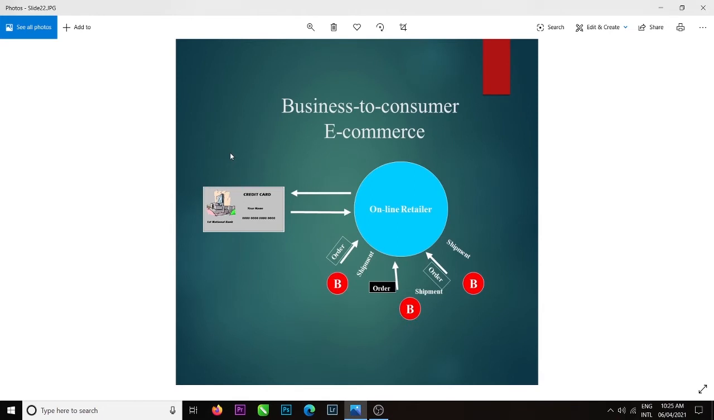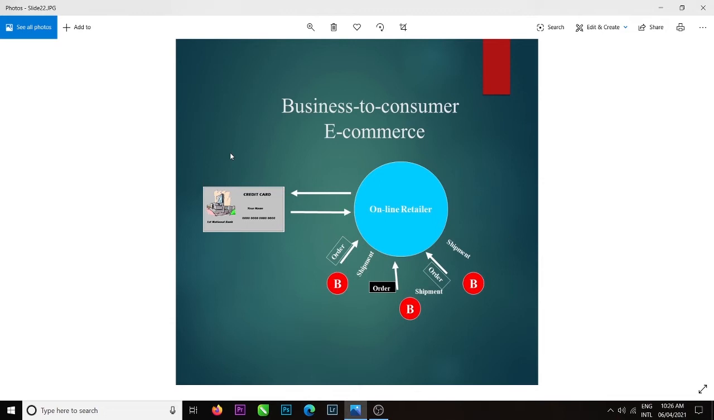Online retailer, think about Amazon or Flipkart. The online retailer has integrated payments through credit card, the order was placed, and the online retailer shipped the goods.